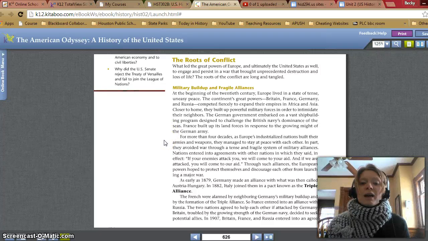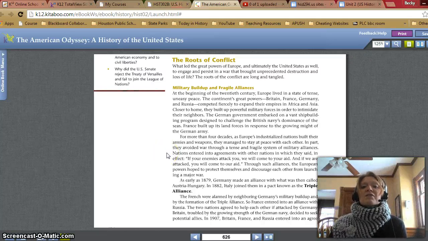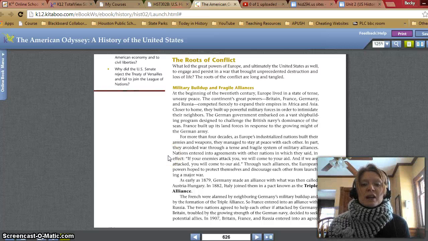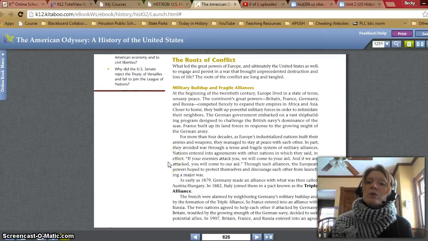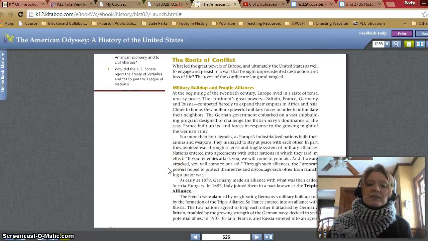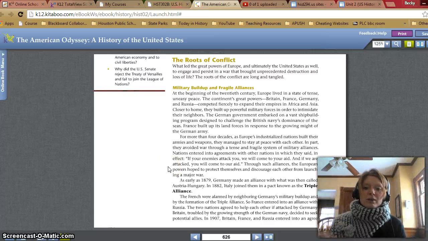For more than 4 decades, as European industrialized nations built their armies and weapons, they managed to stay at peace with each other. In part, they avoided war through a tense and fragile system of military alliances. Nations entered into agreements with other nations in which they said, in effect, if your enemies attack you, we will come to your aid. And if we are attacked, you will come to our aid. So basically, we got your back, you got our back.